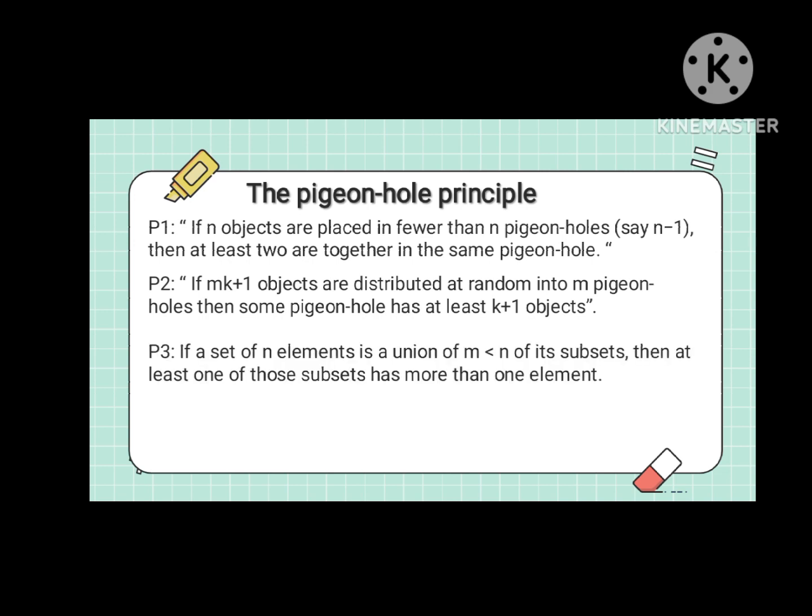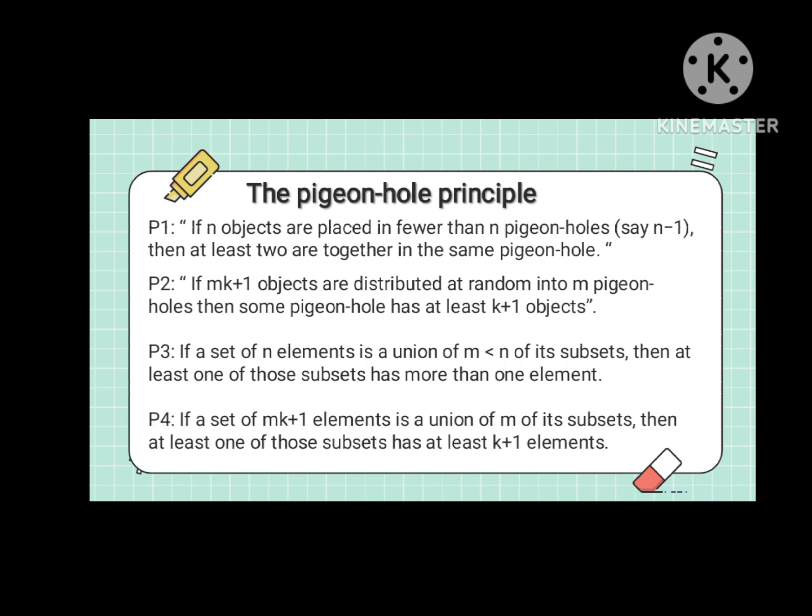Premise 3. If a set of n elements is a union of fewer than n of its subsets, then at least one of those subsets has more than one element. Premise 4. If a set of nk plus 1 elements is a union of n of its subsets, then at least one of those subsets has at least k plus 1 elements. The challenge in using this principle as a problem solving tool is to choose the objects and the pigeonholes correctly.